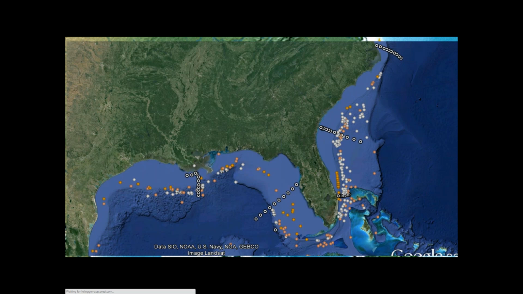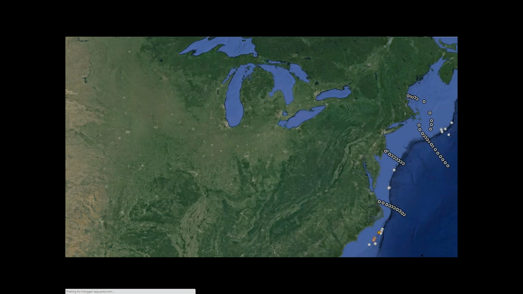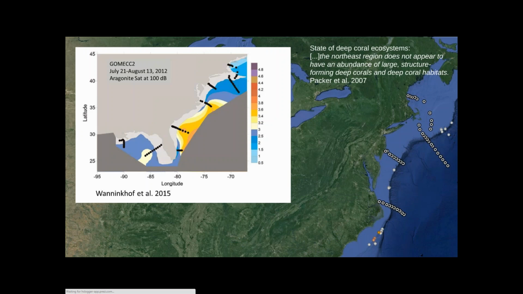And briefly, before moving further into the southeast, I wanted to move north and give you a regional perspective: the abundance of deep reef builders drops significantly as we move north. Robert actually reiterated to me today that this is partially due to a lack of effort and data that's made its way into the database yet. But we also know from papers like the State of Deep Coral Ecosystems that the north does not appear to have an abundance of large structure-forming deep corals and deep coral habitats.